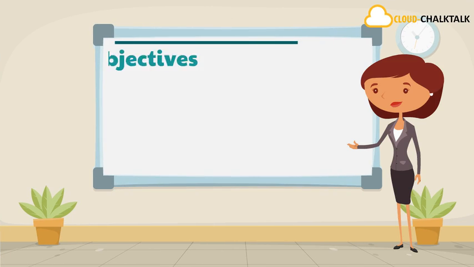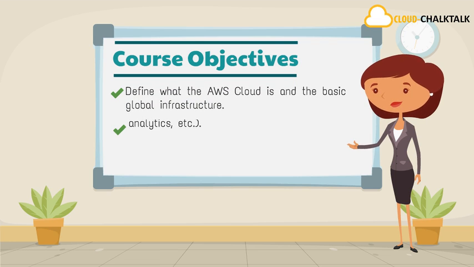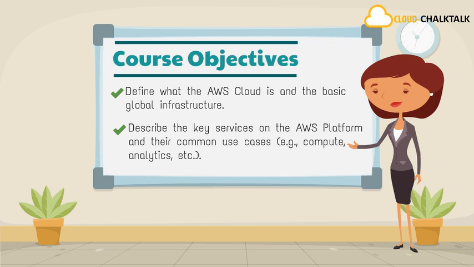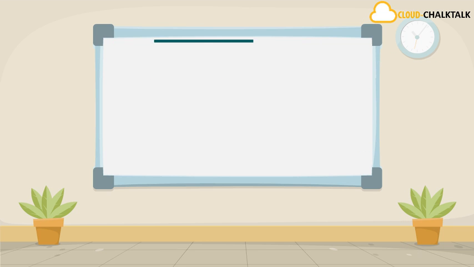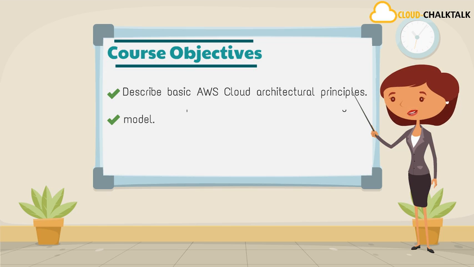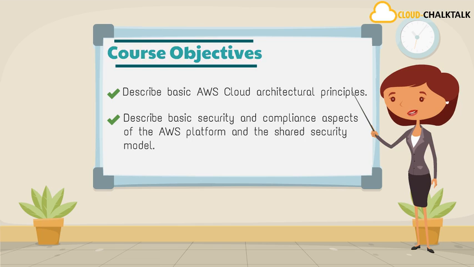Course objectives. Define what the AWS Cloud is and the basic global infrastructure. Describe the key services on the AWS platform and their common use cases, for example, compute, analytics, etc. Describe basic AWS Cloud architectural principles. Describe basic security and compliance aspects of the AWS platform and the shared security model.